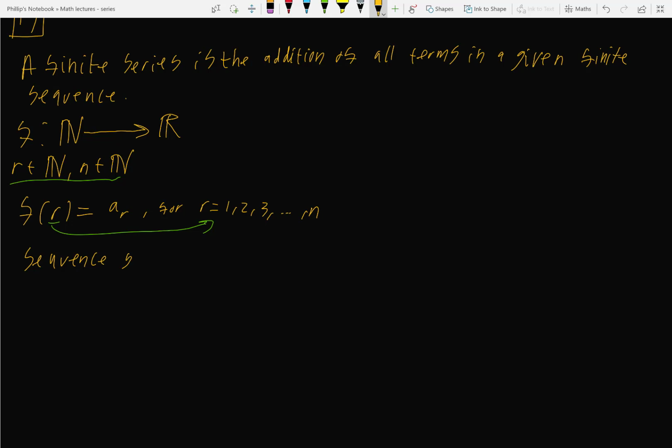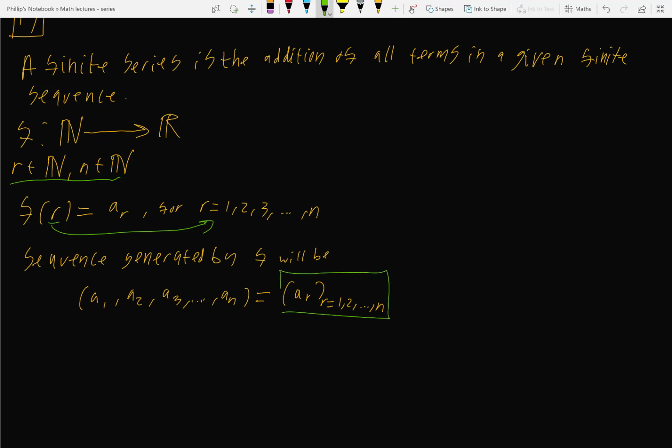and the sequence generated by f is, or will be, a1, a2, a3, ... an. Now a general term in this sequence is just a_r, because it could be a2, it could be a3, depending what r is. So a general term for this sequence is just a_r, and we put underneath for r is equal to 1, 2, to n. So that's generally how we define this finite sequence. Easy, no worries, there you go.